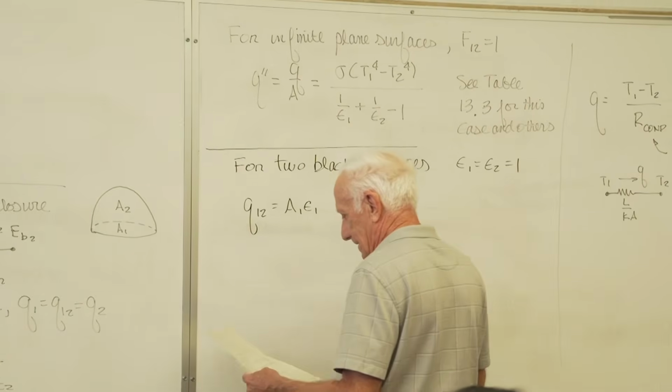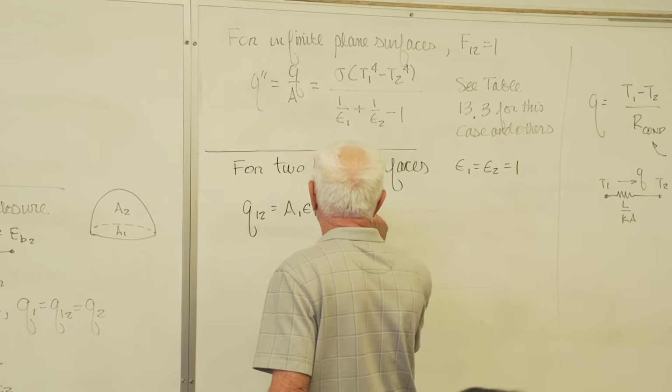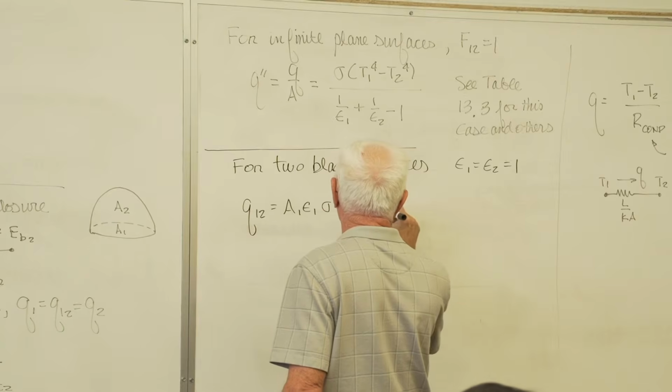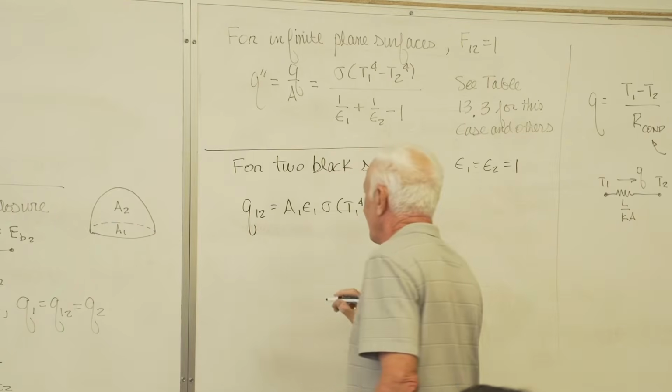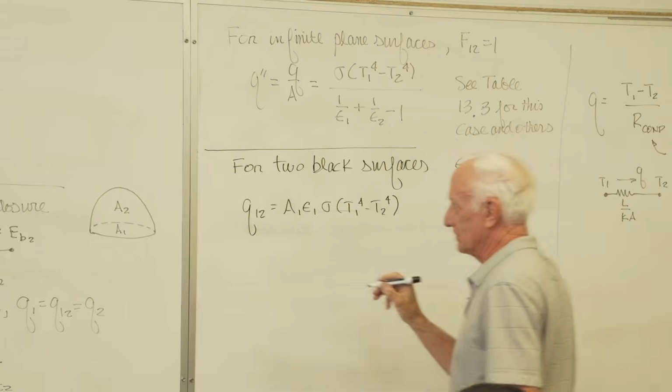Okay, we got that. Sigma times T1 to the 4th minus T2 to the 4th. Very simple result if the 2 surfaces are black, obviously.